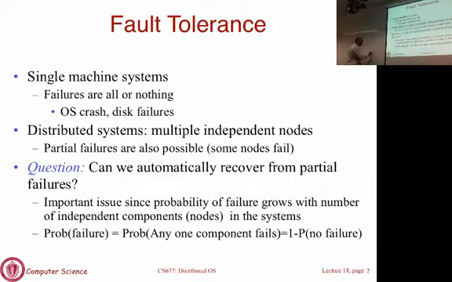Since this is a number that's less than 1, as n goes to infinity, P to the power n is going to go to 0. So this expression is going to go to 1. So P is not going to change for a given node, but for the system as a whole, the probability that any component is down is going to keep increasing. That's the point I was trying to make.